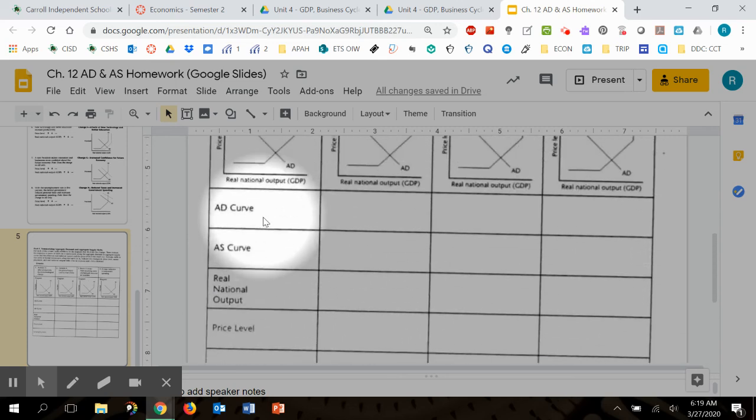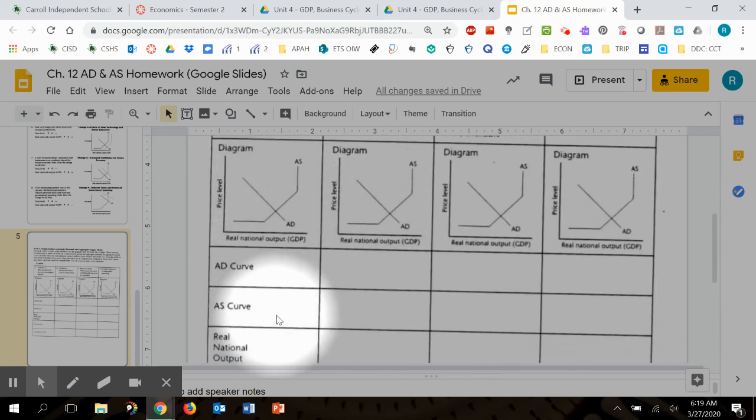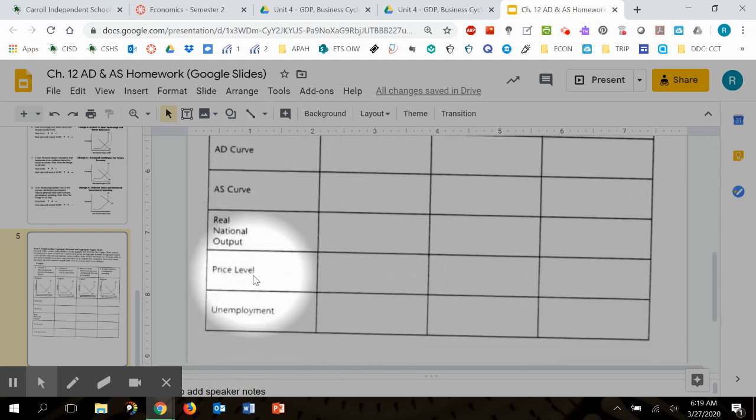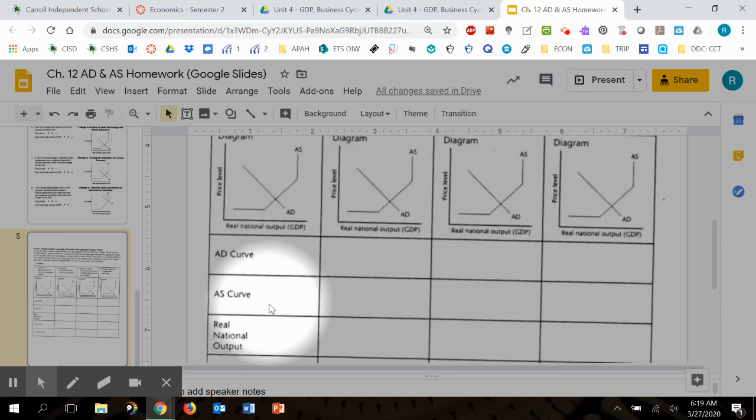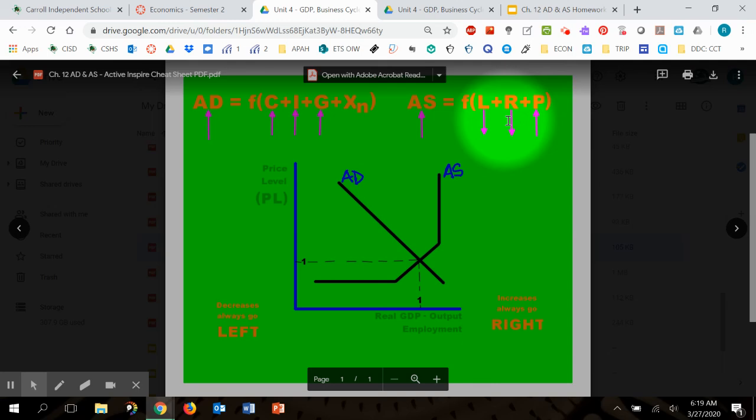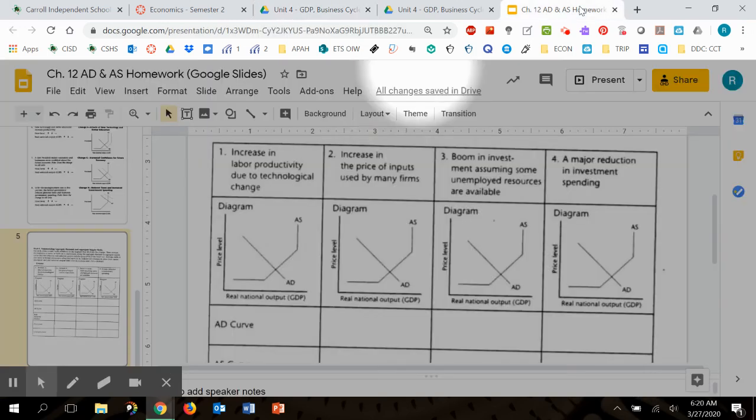That's going to do what? That's going to increase national output. It's going to lower the price level. And shouldn't it lower unemployment if we take that curve and shift it forward? I think so. If we're moving to the right, that means that unemployment's going to be falling. Okay, so there are your answers for that one. Increase in the price of inputs used by many firms. Well, that is going to be the opposite of this, right? Increase in resource costs, decrease in AS. So now we need a curve that's somewhere like up here.